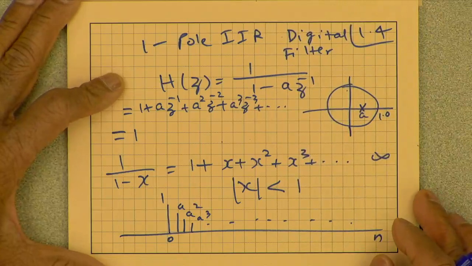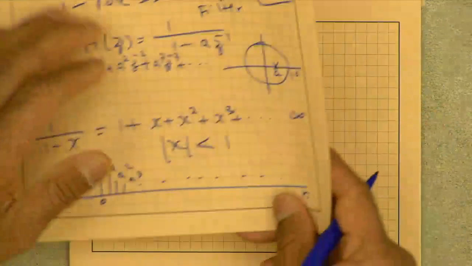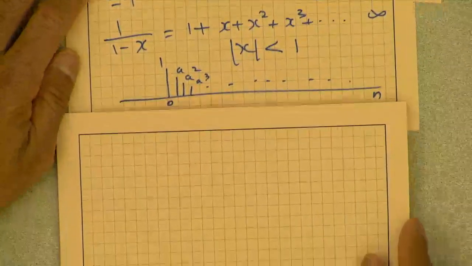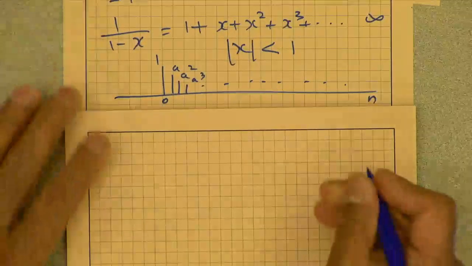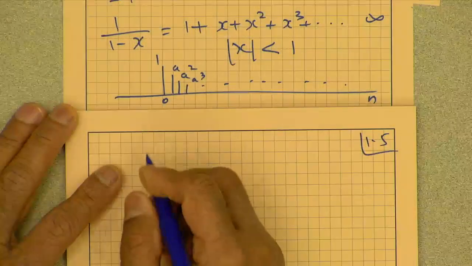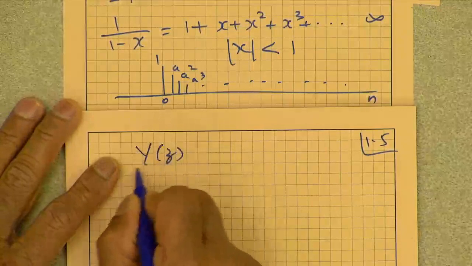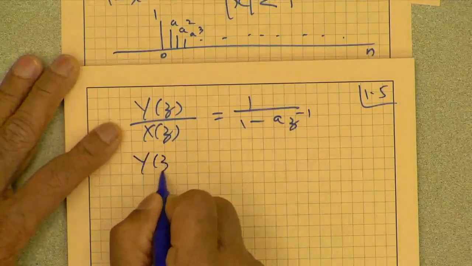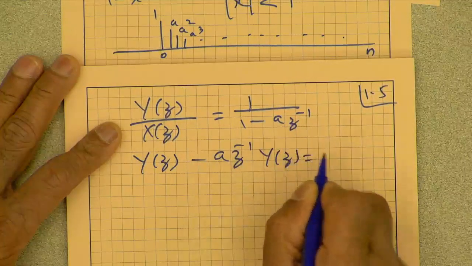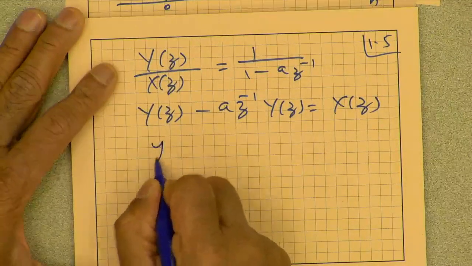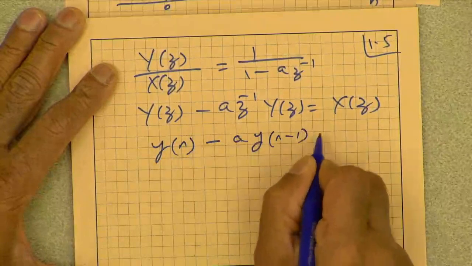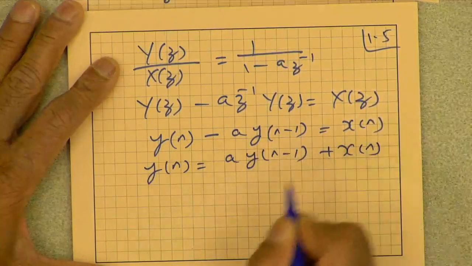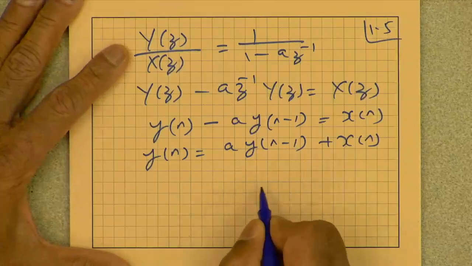I can also describe this filter here in terms of a block diagram. By the way, your lecture notes, I'll post them as well on the Canvas site after the class. If I write down Y(z) over X(z) is 1 over 1 minus a z to the power minus 1, and then you cross multiply, and then take the inverse z transform, you get y[n] minus a y[n minus 1] is equal to x[n], or y[n] is equal to a y[n minus 1] plus x[n]. And that can be described by a block diagram.